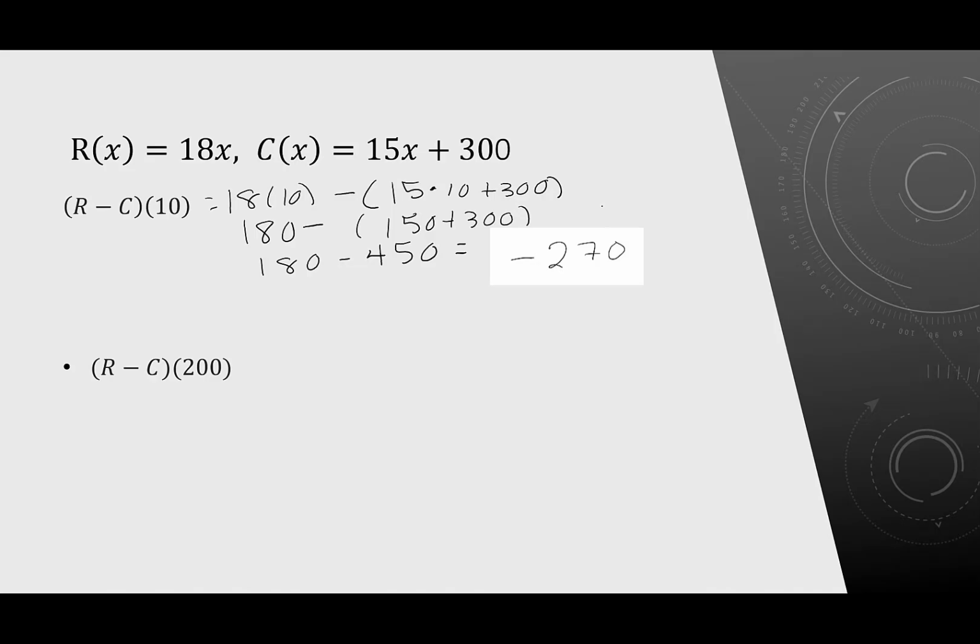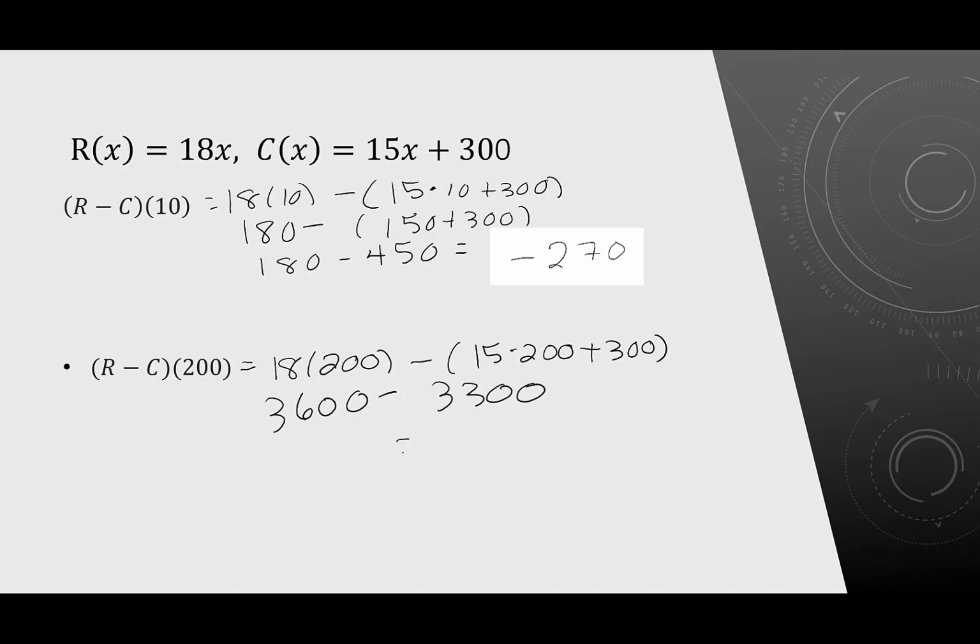So let's do a little bit bigger number. I have R minus C of 200. This is going to be 18 times 200 minus 15 times 200 plus 300. 18 times 200 is 3,600. And this time I'm just going to do the whole thing at once. So I'm going to do 15 times 200 plus 300, which gives me 3,300. So this time 3,600 minus 3,300 says we have $300, and that would be the profit. So revenue minus cost is profit.